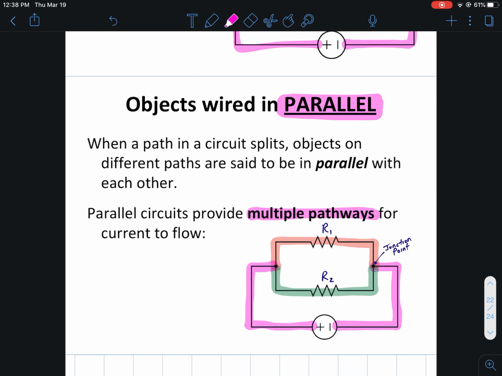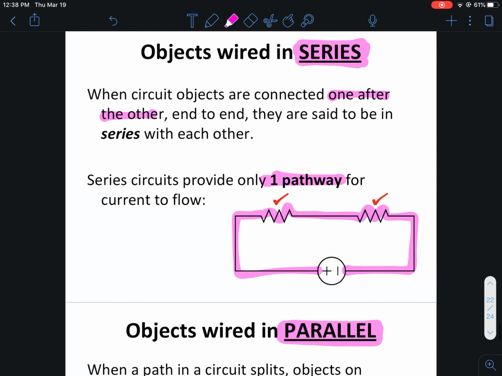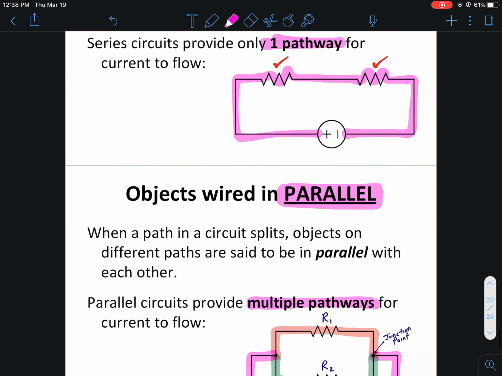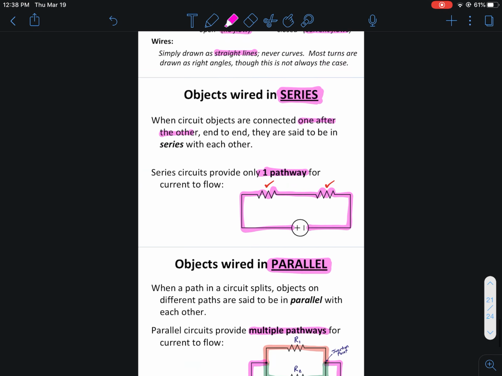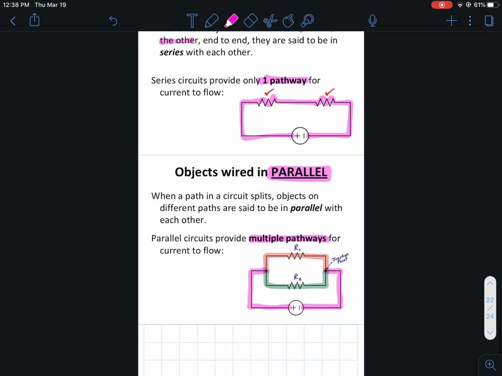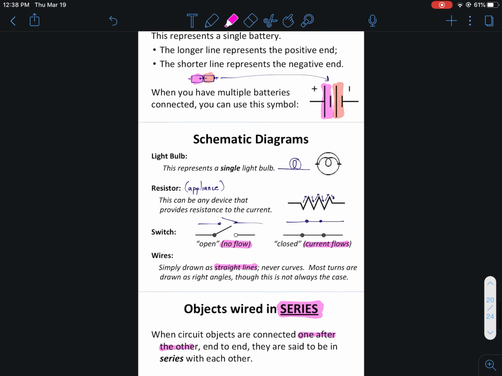Okay. Now you're going to do labs later on in this unit, virtual labs, where you have to build circuits that are either in parallel or series, and hopefully this little tutorial has helped you. Okay, so that's it for Module 1.